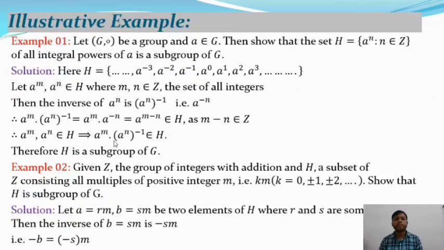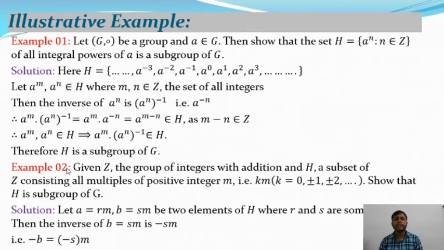Therefore a to the power m comma a to the power n belongs to H implies a to the power m into a to the power n whole to the power minus 1 belongs to H. That means if a comma b belongs to H implies a composition b inverse belongs to H, then you know that H is a subgroup of (G, composition). I have already proved that theorem in this section. So therefore H is a subgroup of G.